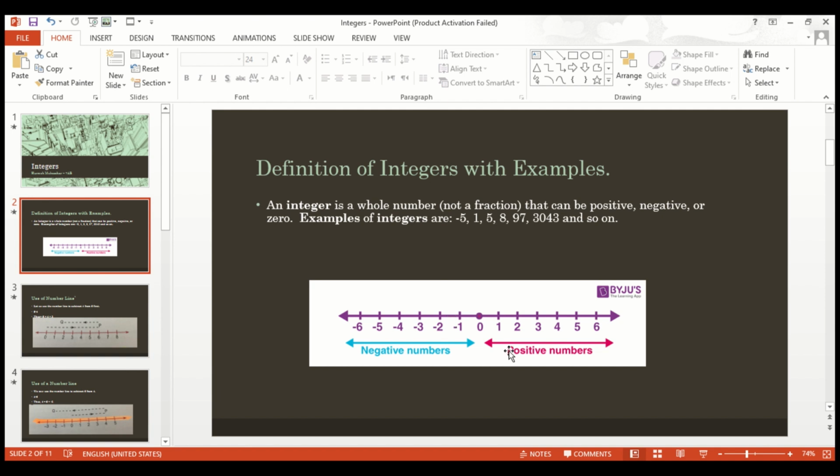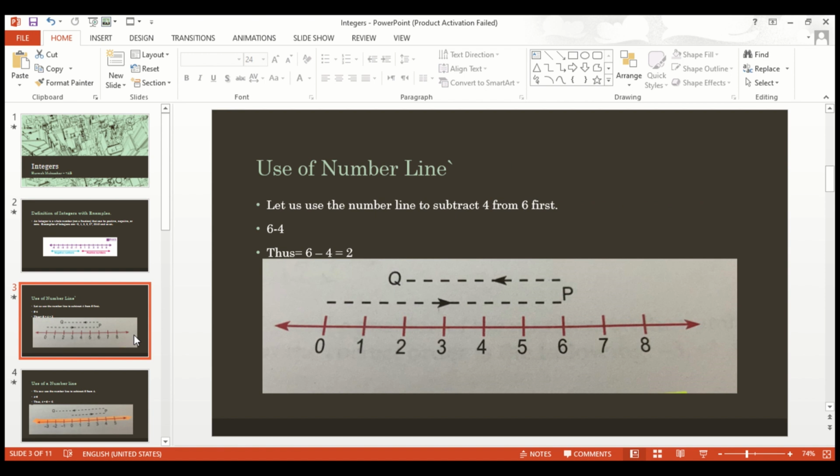This here is the number line. The positive numbers are arranged on the right of a number line, while the negative numbers are arranged on the left of a number line. Speaking of number lines, next I'm going to be telling you how to calculate using a number line.